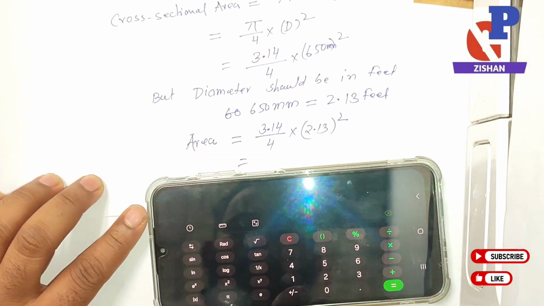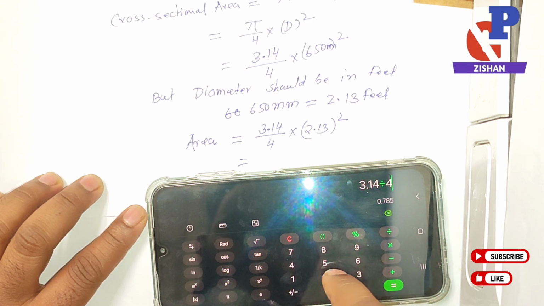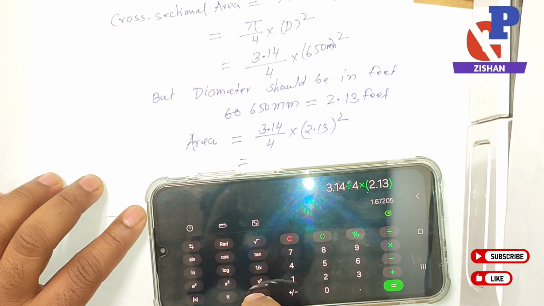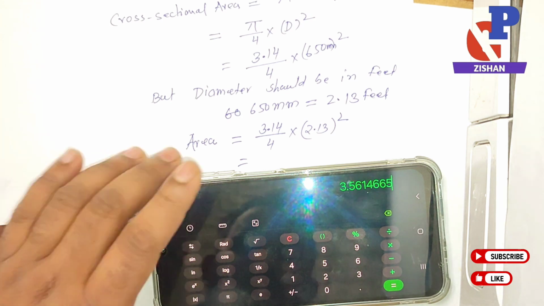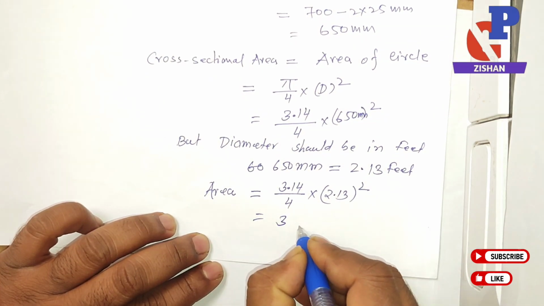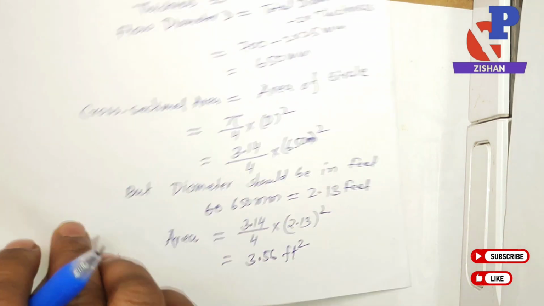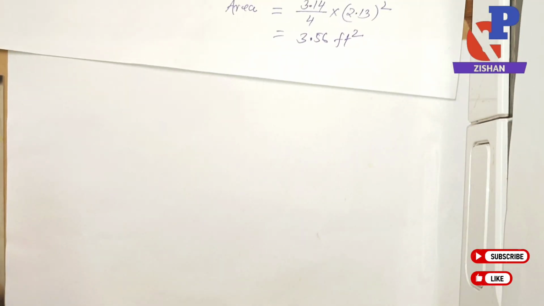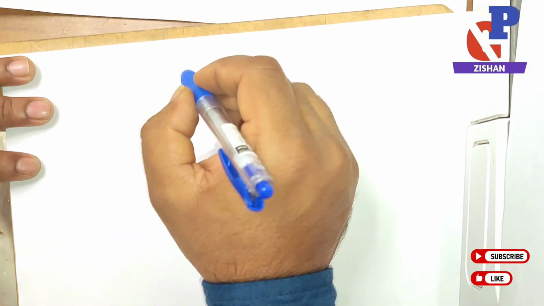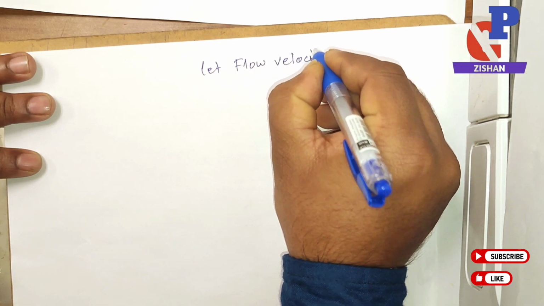After that we have to calculate. Either you can use a calculator or your mobile, and there is also a scientific calculator available as per your requirement. After calculation we found 3.56 feet square. The area is 3.56 feet square. Now, how do we calculate the CFM? We have to know the velocity, the average velocity inside the circular duct.